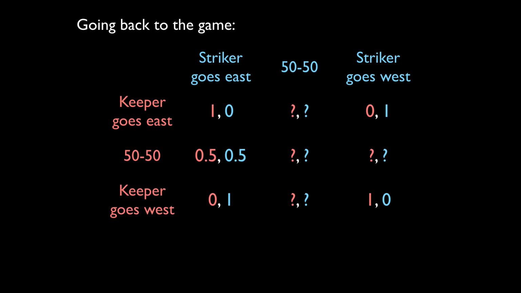Okay, let's do some more. How about that one up there? This is where the keeper goes east all the time and the striker goes 50-50. Here the keeper's going east all the time, so I'll put a 1 there. And the striker's going 50-50.